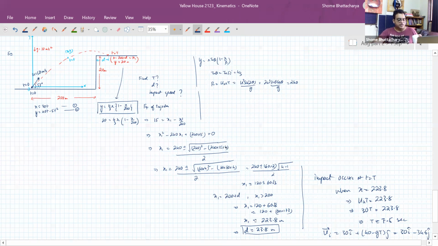So these are some slightly more tricky and typical types of questions from projectile motion, which are JEE Advanced level.